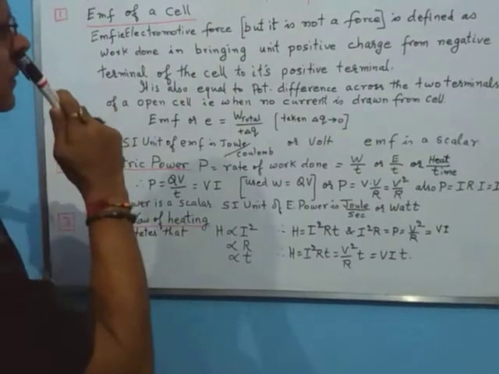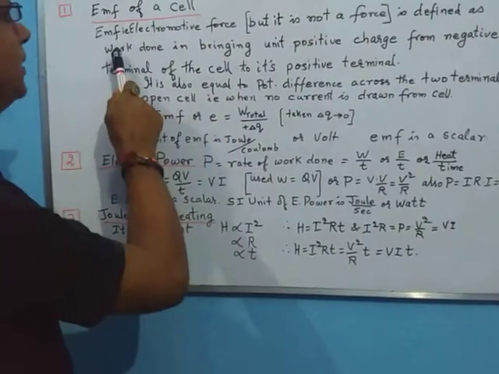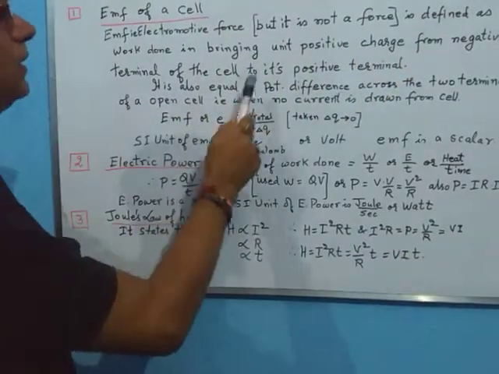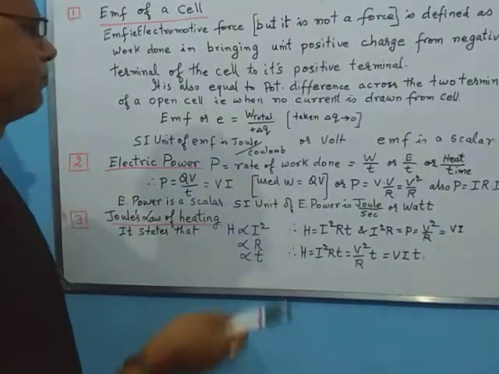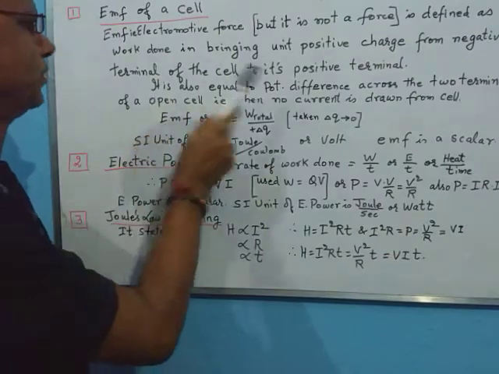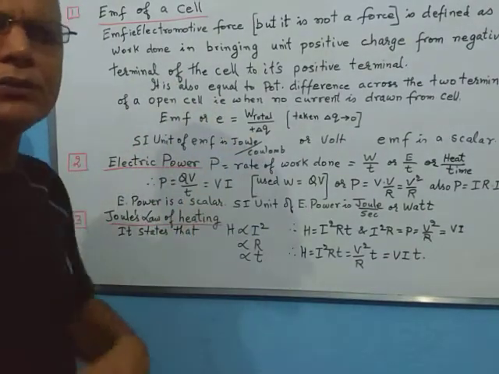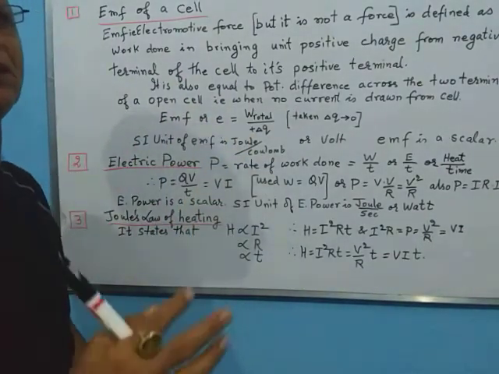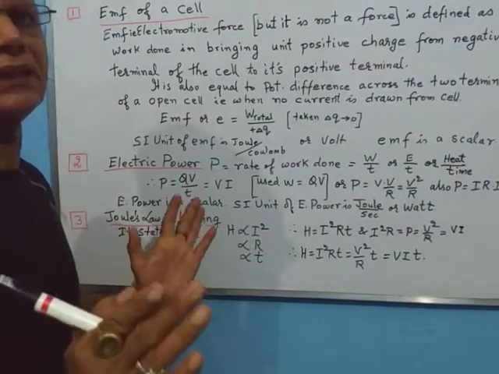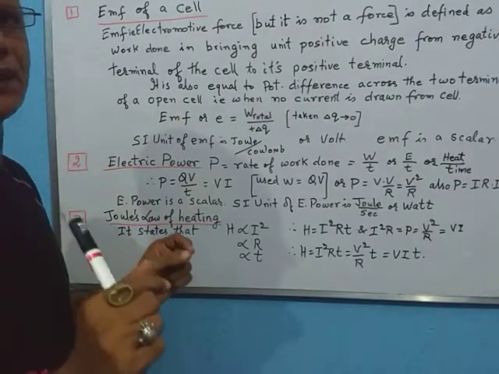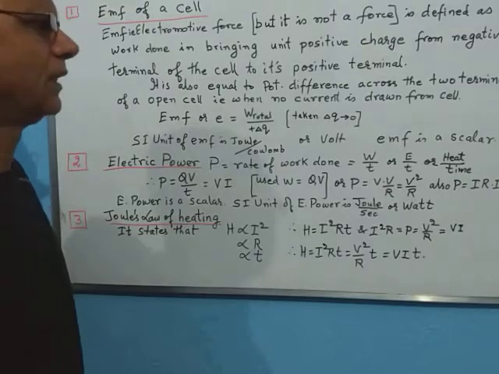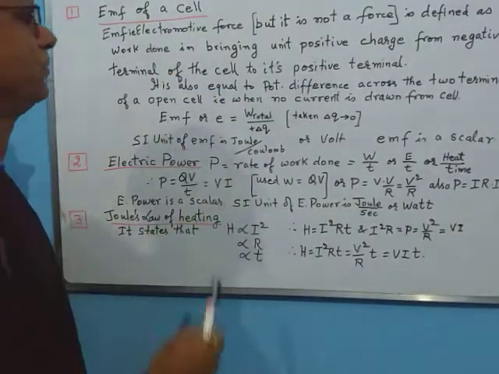It is not a force. You have to always bear in your mind: work done in bringing unit positive charge from the negative terminal of the cell to the positive terminal of the cell, where the positive charges are deposited. Now it is also equal to the potential difference between the two terminals of the cell when no current is drawn from it. When the circuit of the cell is open, whatever potential difference exists across the two terminals of the cell is equal to the electromotive force of the cell.